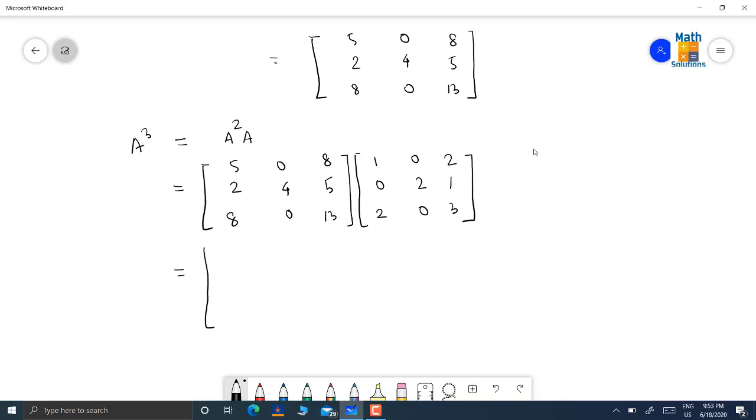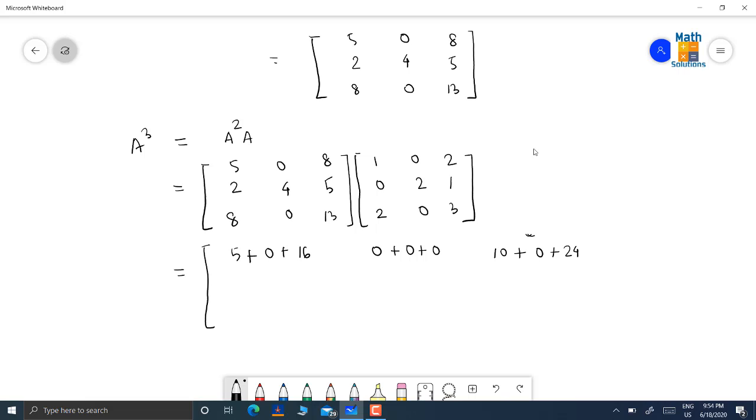Now let us check the result. The technique already I have shown you. So 5 into 1, first result will be 5 plus 0 plus 16. In the second case, the first row and the second column should be multiplied. So 0 plus 0 plus 0 again. For this third position, again first row of the first matrix and the third column of the second matrix are to be taken. So 10 plus 0 plus 24.